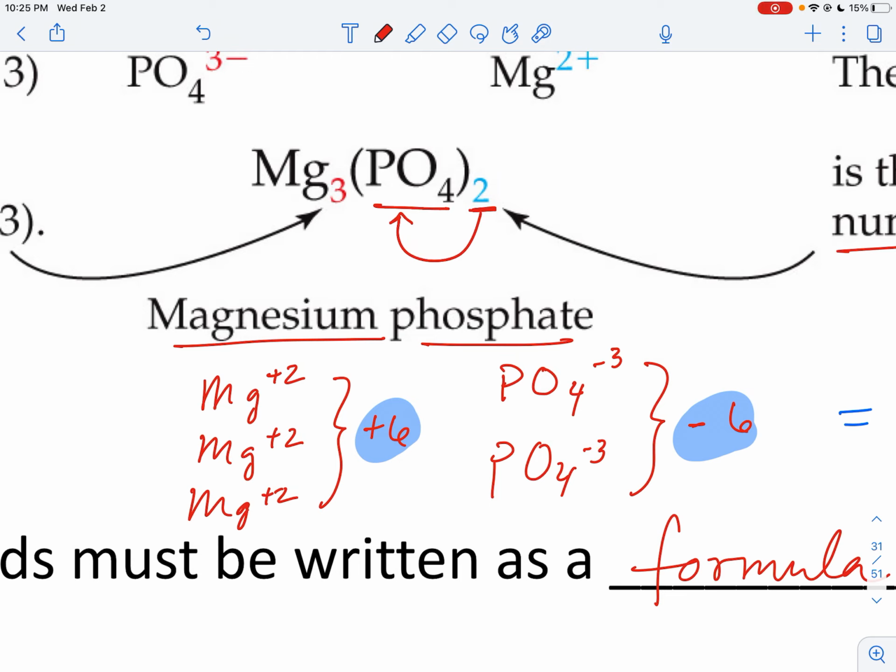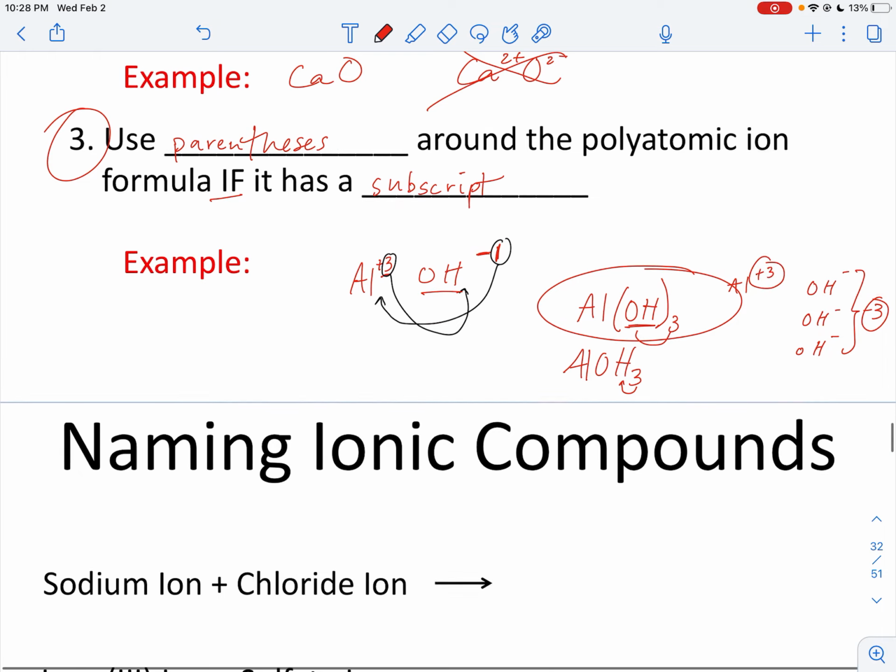If I have 1 aluminum with a +3 charge, and then I have 3 hydroxides, -1, -1, -1, this is obviously a +3. The sum total of all these negative charges is -3. And that does cancel to 0, or add up to 0, or give you a neutral compound overall. Okay, hopefully some of this is starting to make a little bit of sense.